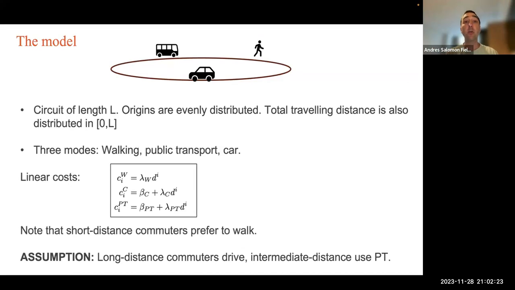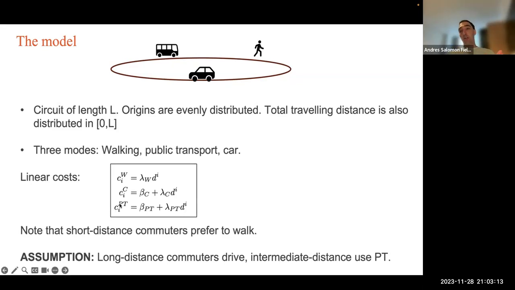So what's our setting? We are going to consider a circuit of length L. So again, this idea of a single line, but besides the public transport line, we also have walking and cars. The origins and the destinations are evenly distributed, so everything from the demand is quite simple. And with simple formulations that I'm not going to explain in detail, we can have linear costs, depending on the distance of the commuter. So here, DI is the distance traveled by the commuter I, and walking, car, and public transport are all linear. Crucially, walking does not have a fixed component, so short distance commuters will prefer to walk.